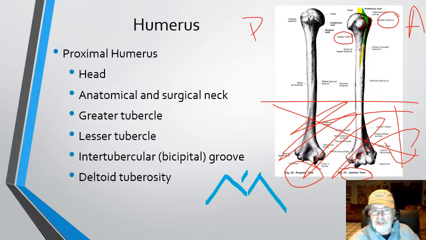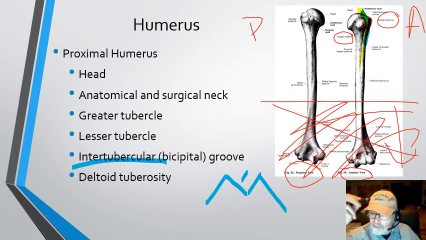Inter means between. Between what? Two tubercles. That's where they get the word intertubercular. And sometimes it's called the bicipital groove. Now, I mentioned that the coracoid process is a place of attachment for the short head of the biceps. If there's a short head, guess what there is also? Of course, there's a long head. That long head of the biceps comes up this way and attaches right to the top corner of that glenoid fossa that we saw in a previous slide. Okay, so anyway, what we have here is we have our head, we have our anatomical and surgical neck. We know the greater tubercle, we know the lesser tubercle, we know that intertubercular or bicipital groove.